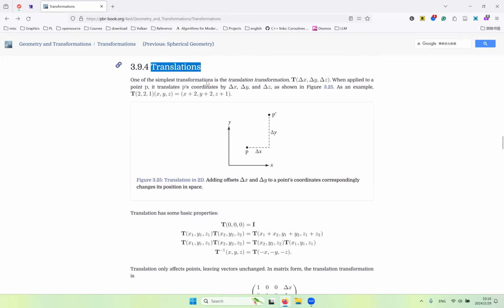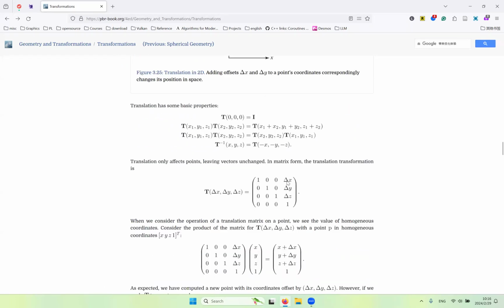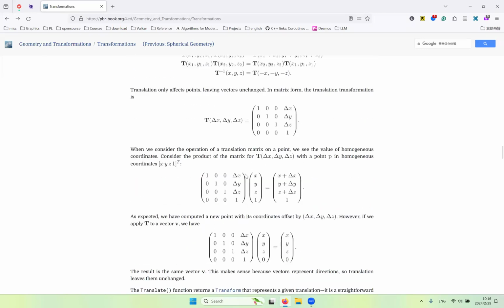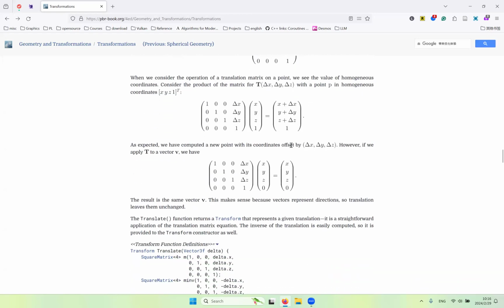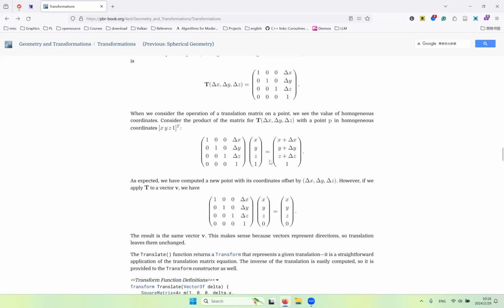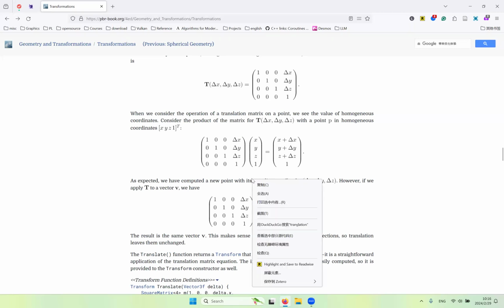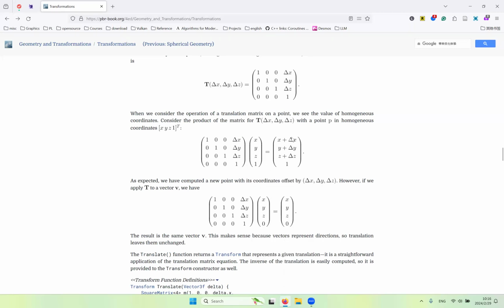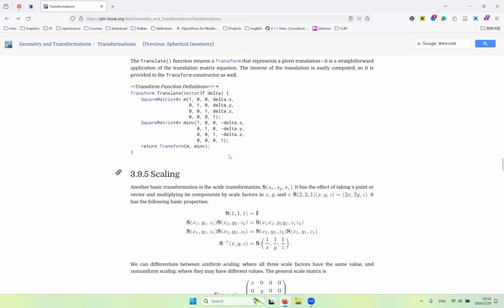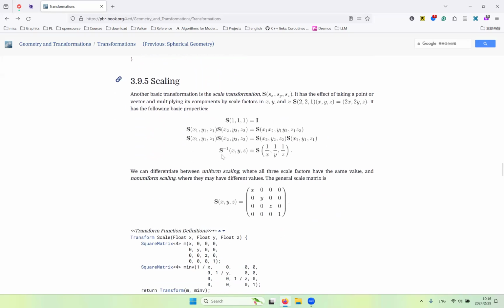And translation in homogeneous coordinates is just the last column. The math works for both points and vectors. For a point, it does the translation. For a vector, it does nothing, basically. And scaling is a diagonal matrix.